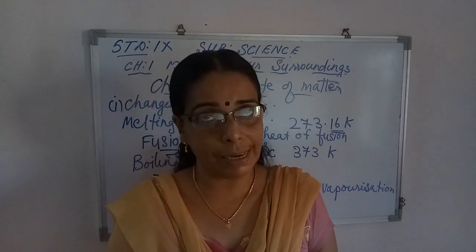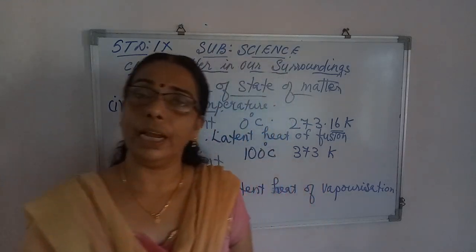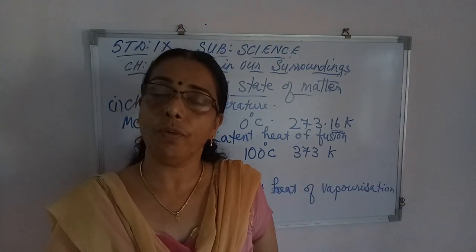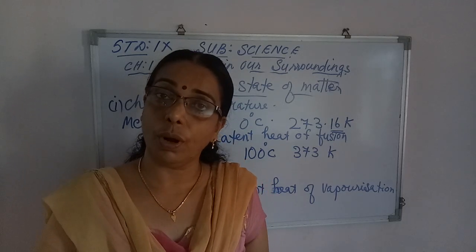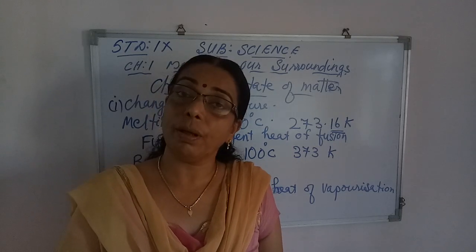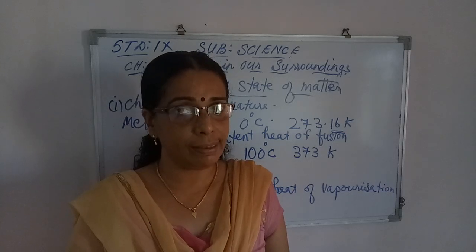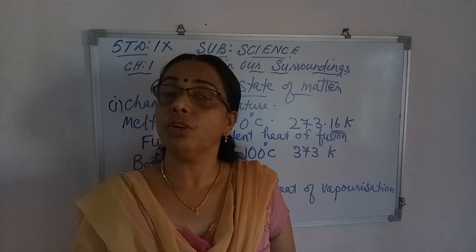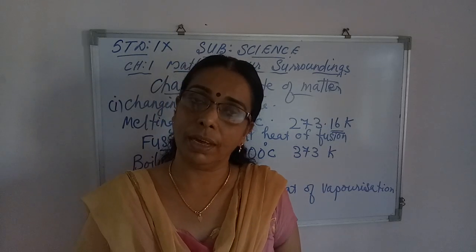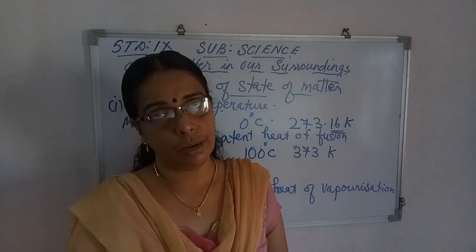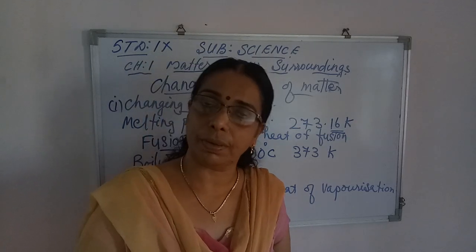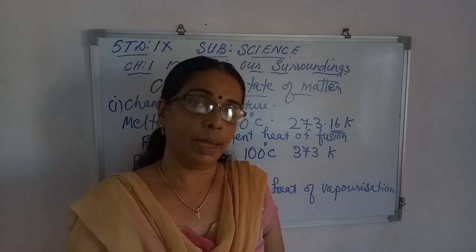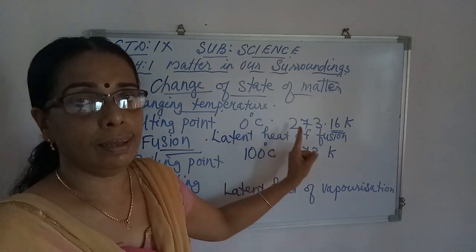When the ice starts melting, the thermometer shows a reading of 0 degrees Celsius, and this is called the melting point of ice, and this process is called fusion. And what is the melting point? The temperature at which a solid substance starts converting to liquid at atmospheric pressure is called the melting point. And this phenomenon at which a solid substance converts to liquid at its melting point is called fusion. The melting point of ice is 0 degrees Celsius.